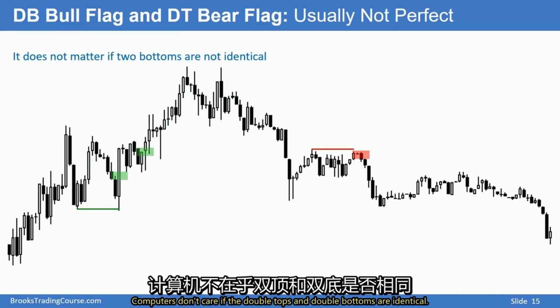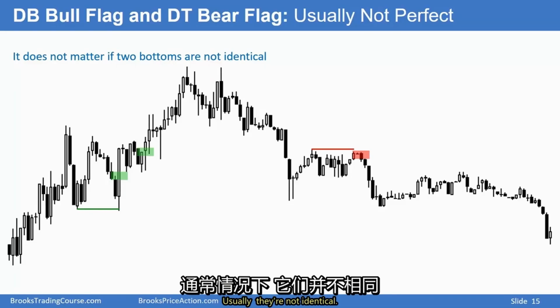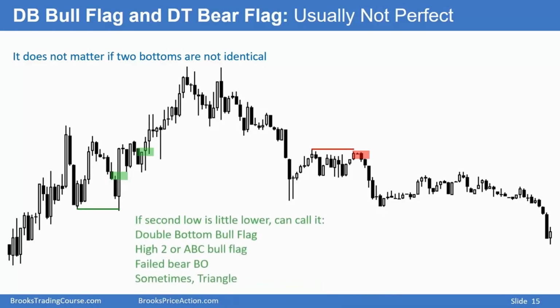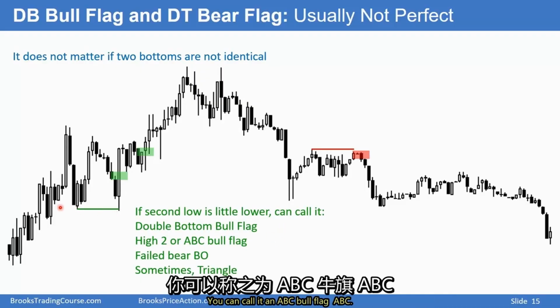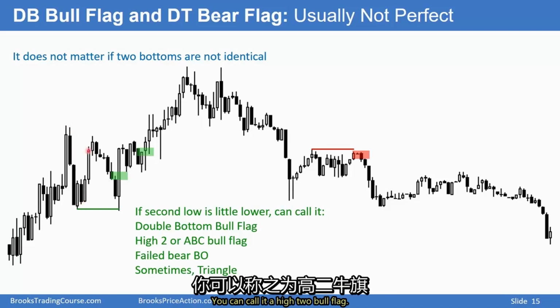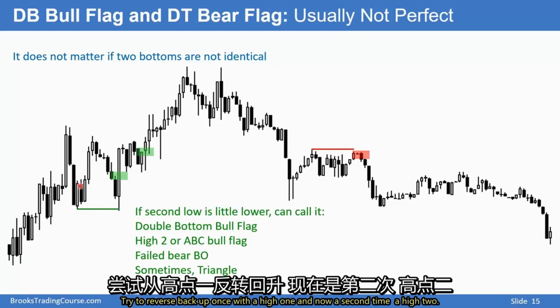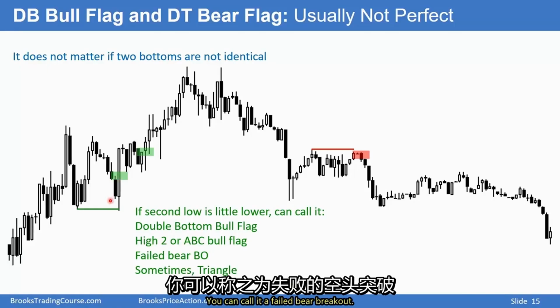Computers don't care if the double tops and double bottoms are identical. Usually they're not identical. If the second low is a little bit lower, you can call it a double bottom bull flag. You can call it an ABC bull flag, ABC. You can call it a high 2 bull flag. Tried to reverse back up once with a high 1, and now a second time a high 2. You can call it a failed bear breakout.